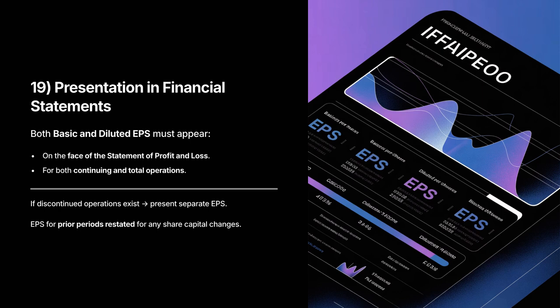19. Presentation in financial statements. Both basic and diluted EPS must be shown clearly on the face of the statement of profit and loss for both continuing and total operations. If there are discontinued operations, show a separate EPS for that segment. Restate prior periods when share capital changes significantly, such as during a bonus issue.